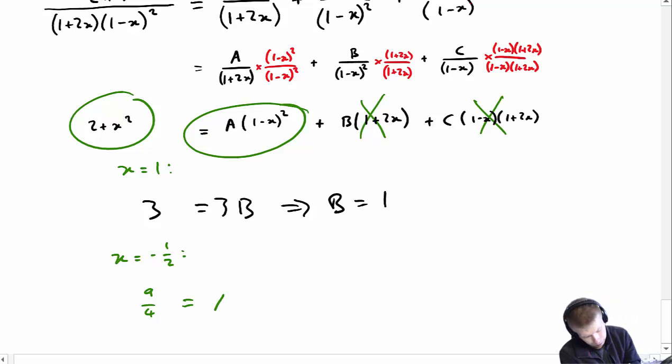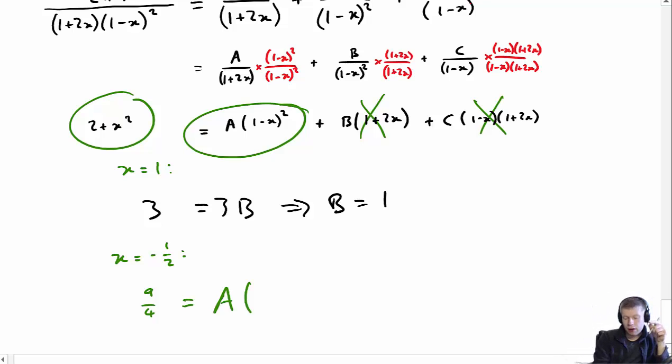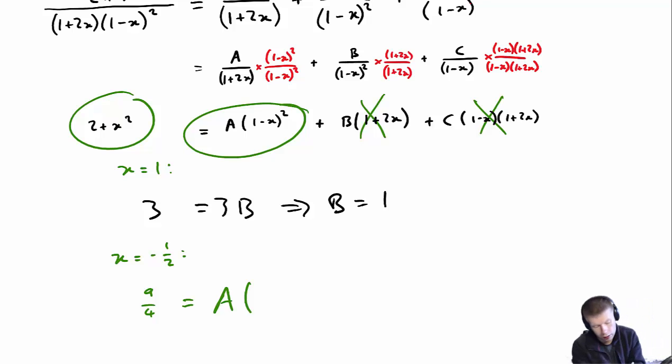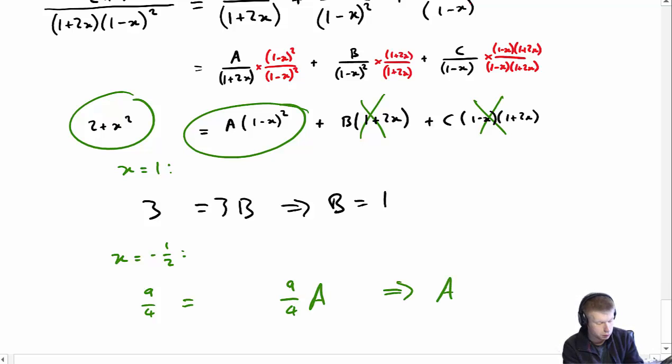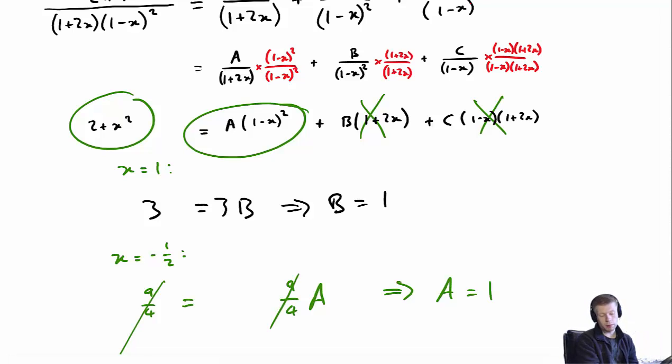So I've got a times 1 minus negative a half, and then I'm going to square it. So 1 plus a half is going to become 3 over 2, all squared. That's going to become 9 over 4 when I square it. So 9 over 4, a equals that. So therefore, a must just be equal to 1. Does that make sense? A is just going to be equal to 1 because I just multiply through by that, and it just becomes 1.